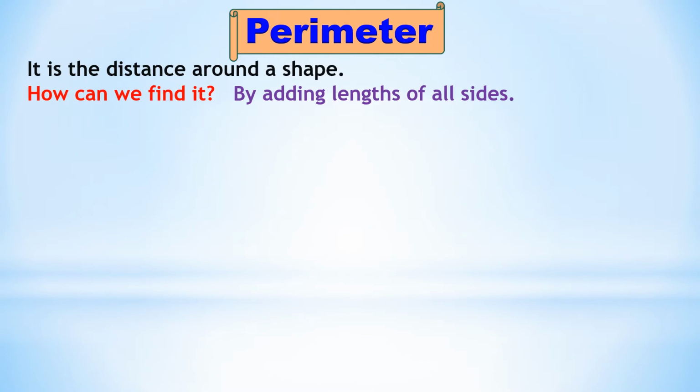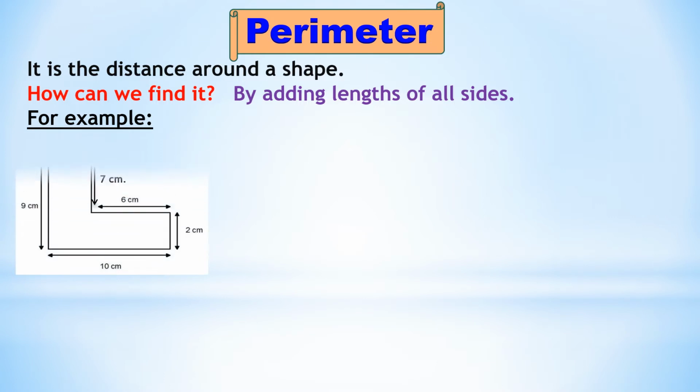Let's see how to find the perimeter in our mathematical problems. We said perimeter is the distance around the shape. So how can we find it? By adding lengths of all sides. How to get it? Let's see an example. If we have this shape, I want to find the perimeter for it.